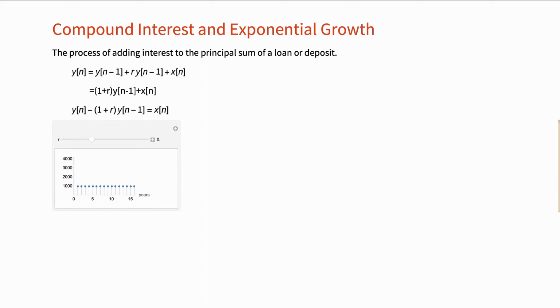Let's plot the output sequence, the principal y of n, using the Wolfram language to see the effect of compounding the interest on y of n. With an initial deposit of $1,000, let's say, and no further deposits or deductions, x of n is equal to 0 for n greater than 0. And let's have this plot for different values of the interest rate. Starting from 1,000, if the interest rate is 0, the output, or the principal, remains at 1,000 since there are no external deposits or deductions. Changing r to be this positive value, you can see the principal is growing exponentially.